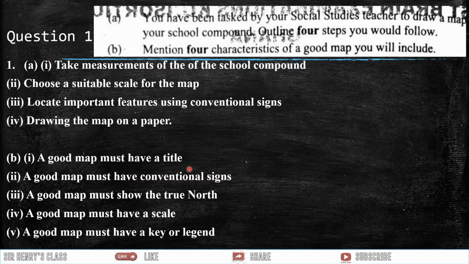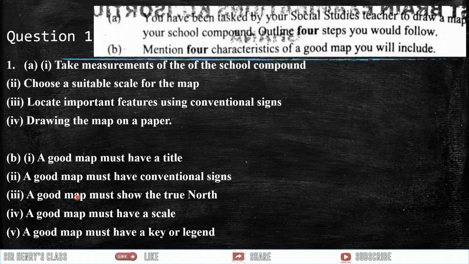Then 1B says, mention 4 characteristics of a good map you would include. 1, a good map must have a title. A title tells what the map is about, so boldly written, the map of maybe Harlem International School. A good map must have conventional signs. Conventional signs are symbols that are used to explain landmarks on your map.